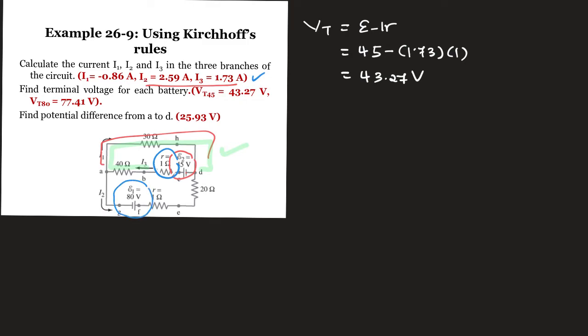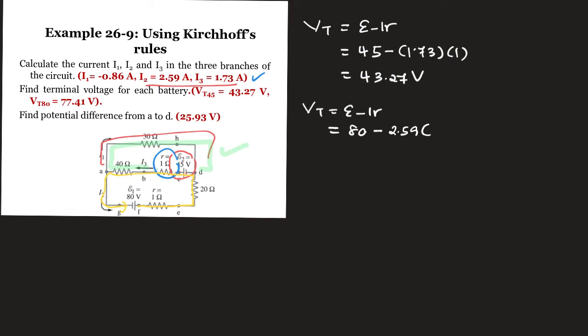Let's look at EMF1 here. I2 is moving from lower to higher potential between the terminals, or if you find that hard to see, imagine it inside the circuit: it moves from higher to lower potential, so this one is also discharging. So VT equals EMF minus IR, which is 80 minus the current I3. Sorry, it should be I2, which is 2.59.